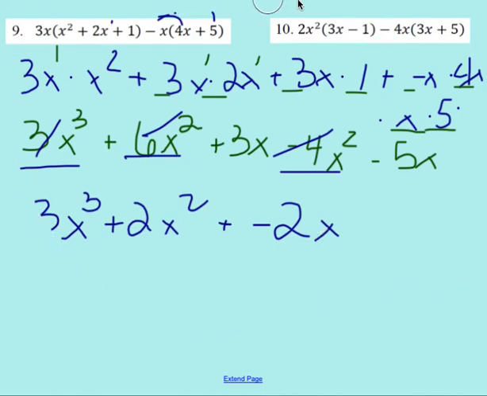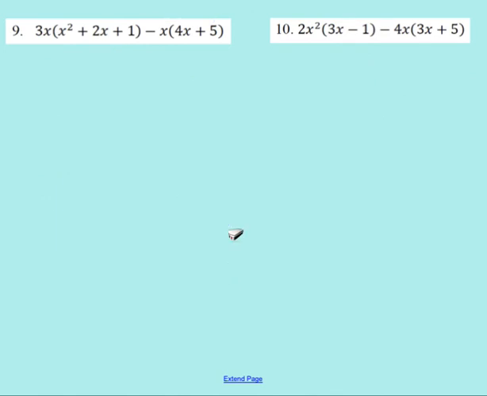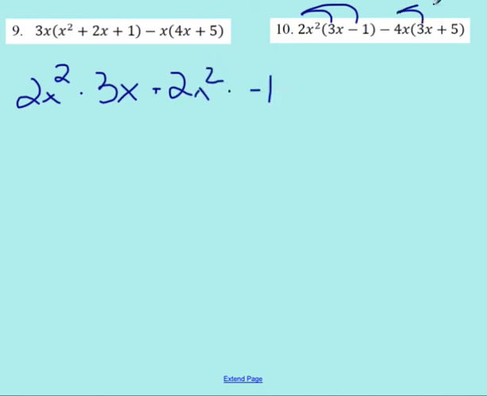Let's take a quick peek. Let's get number 10 set up, and then I'm going to have you guys finish it on your own. So you're going to take that 2x squared and distribute it in. So you have 2x squared times 3x plus 2x squared times a negative 1. Then we'll take that negative 4x and distribute it in. So negative 4x times 3x, and then negative 4x times 5. So I want you to go ahead and multiply that out. I will be checking that you do number 10, but you're going to be doing that one on your own.